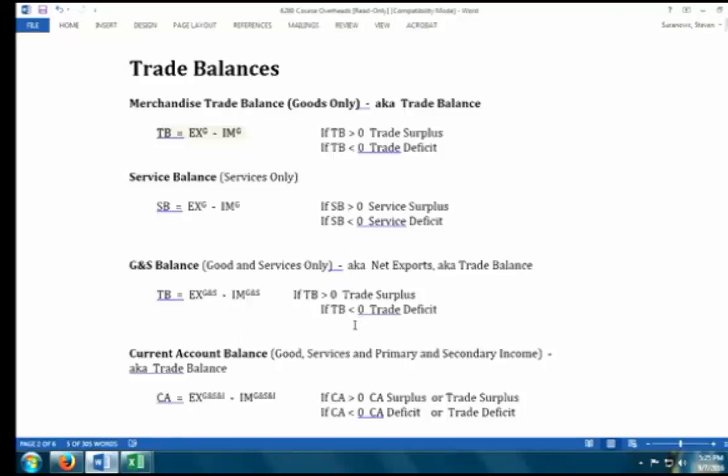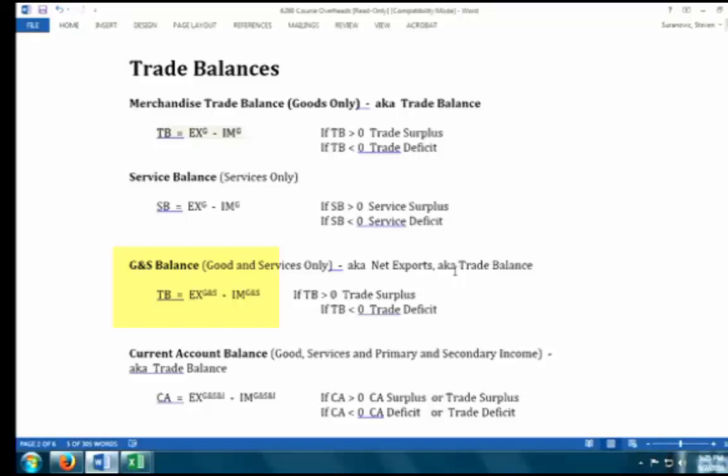Next. We can talk about the goods and services balance. This is goods and services only. It's also known as net exports. So if you ever hear reported net exports with a country and the rest of the world, what they're most likely talking about is the balance on goods and services trade alone. Now remember, this is a subcomponent of the current account. We still haven't gotten to the full current account, that's next.